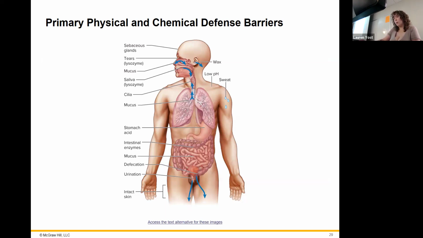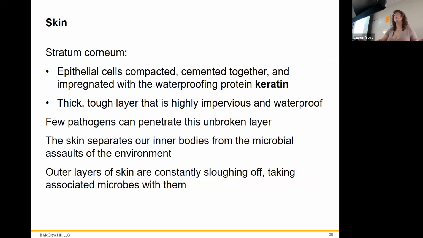All right, so physical barriers, we've already mentioned a little bit. You can guess things like tears and mucus and the skin itself and stomach acid are all going to be helpful barriers to protect us. So this isn't going to be news, but the skin also has a waterproofing protein on it called keratin that helps create that sealed barrier, makes it impervious to a lot of things. Very few pathogens can penetrate that unbroken layer. The ones that can tend to be already large organisms like worms and stuff like that.